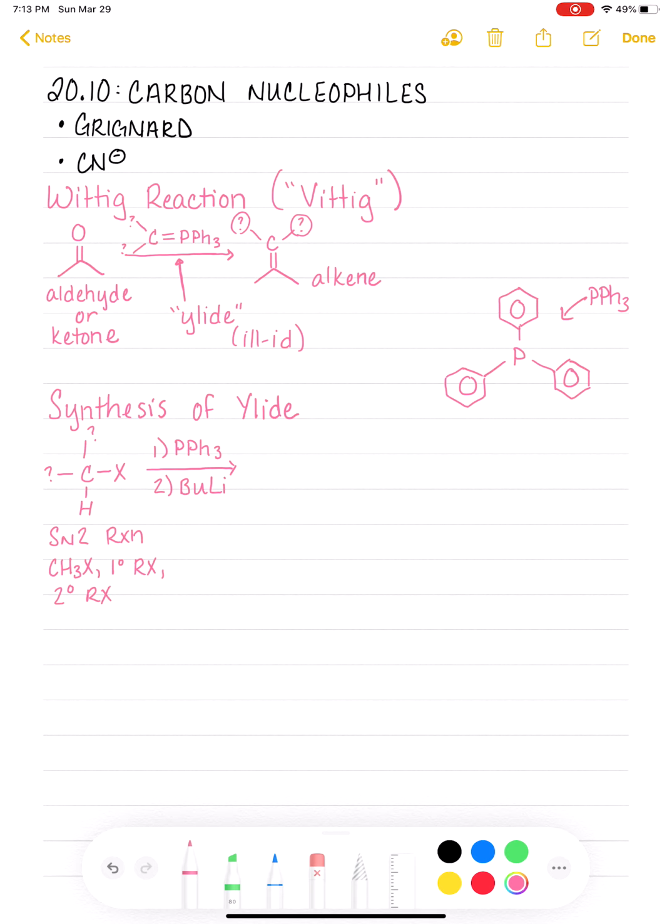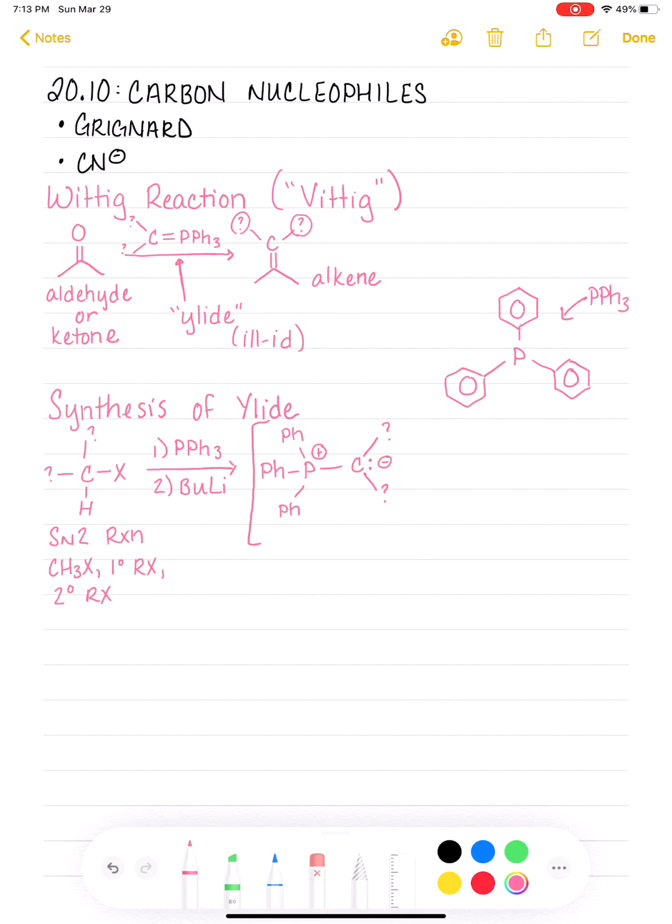So what this ends up making is the phosphorus with the 3 phenyl groups that is bonded to a carbon atom, and it has retained whatever those 2 extra bonus things are on the carbon. It's lost its hydrogen and it's lost its halide. The carbon has a lone pair of electrons on it, which is where its nucleophilicity comes from, and the phosphorus has a positive formal charge. And this is the true structure of the ylide.